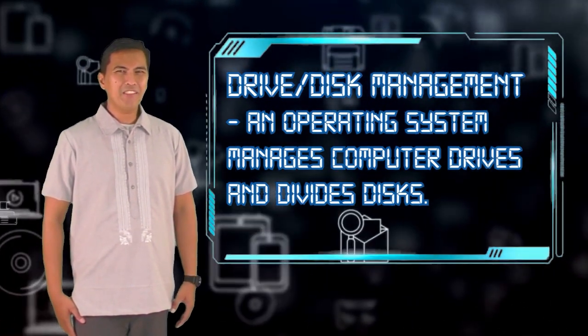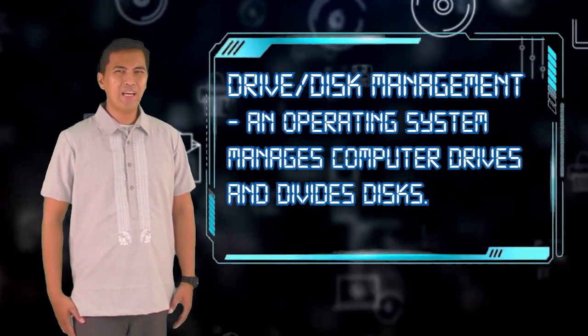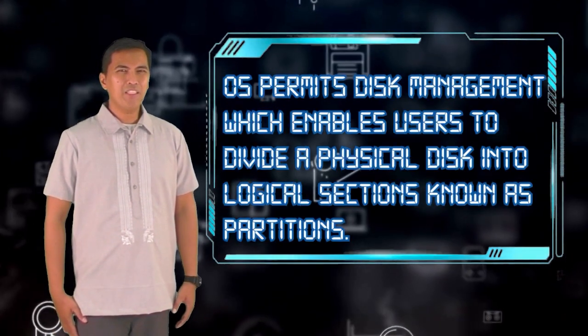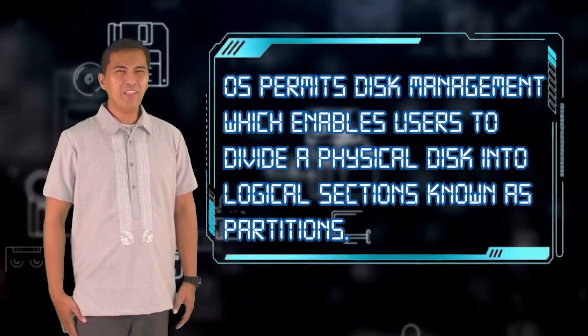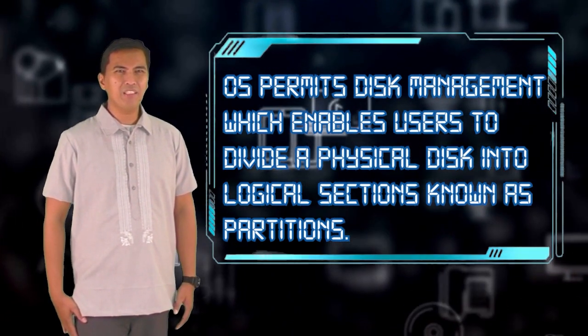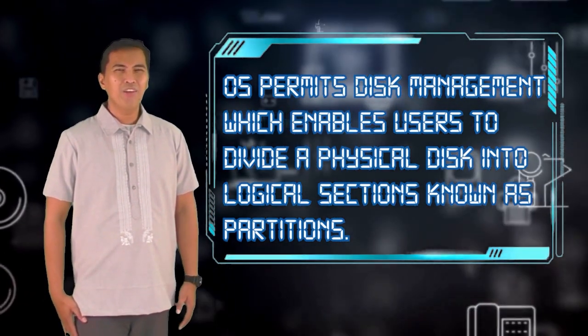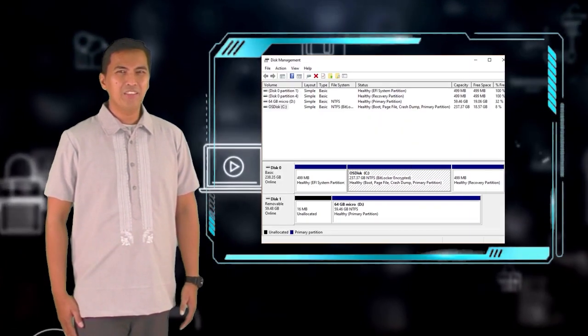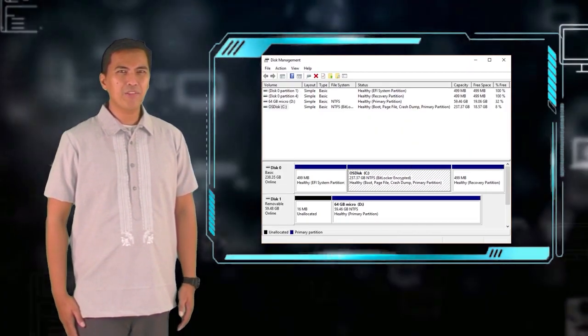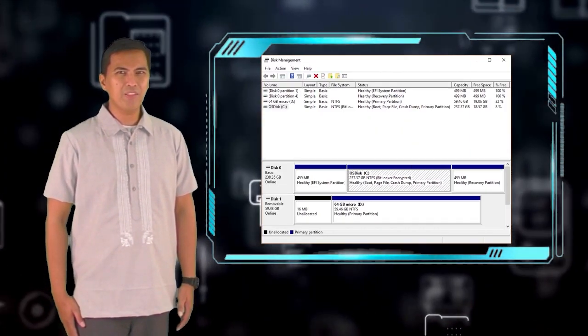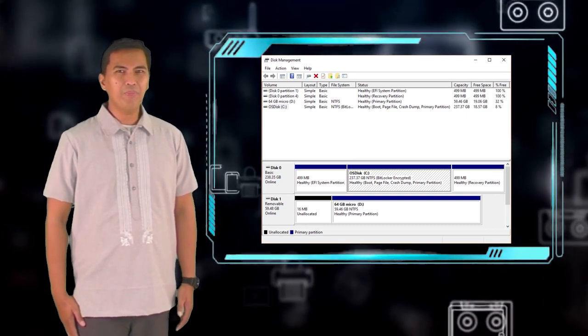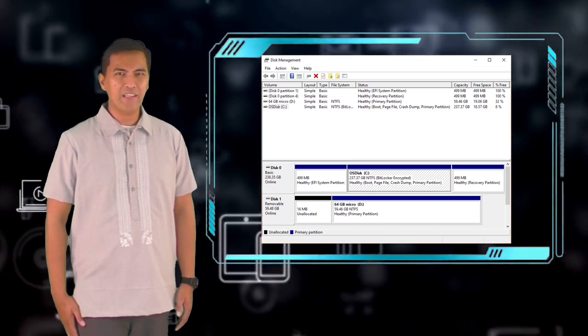An operating system manages computer drives and divides disks. OS permits disk management, which enables users to divide a physical disk into logical sections known as partitions. This is used in creating another drive for storage of important files or backups, and also allows multiple operating systems to run on the same device.